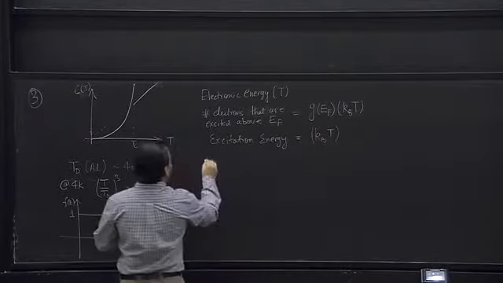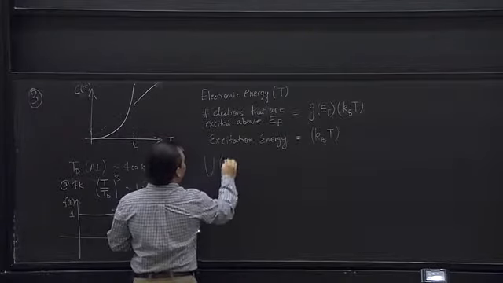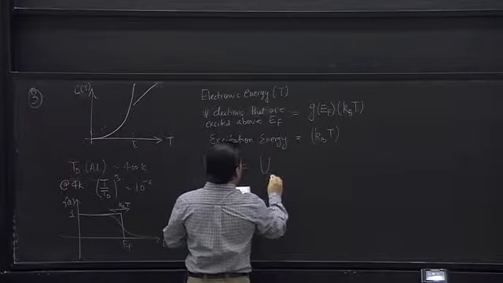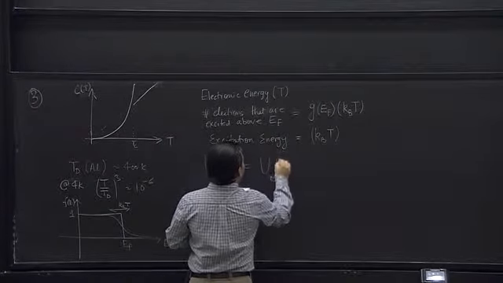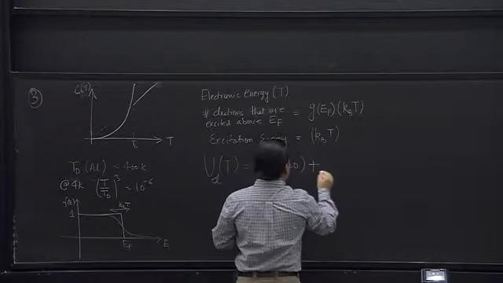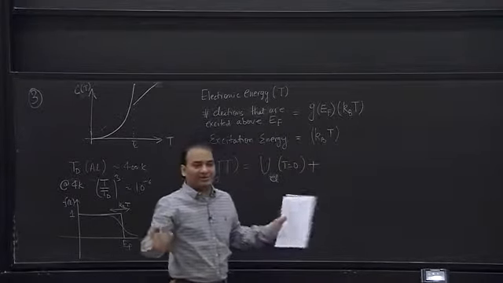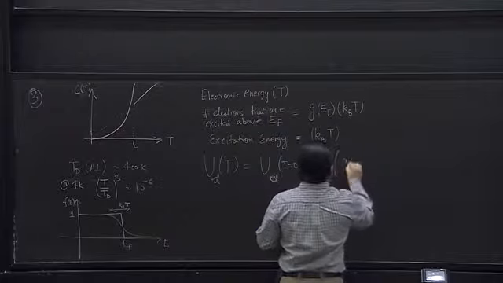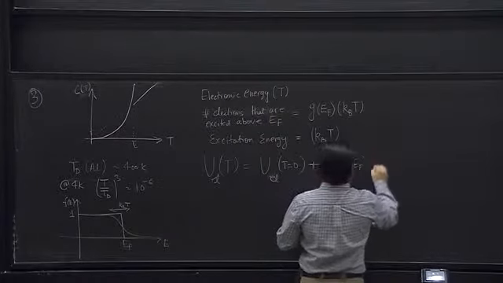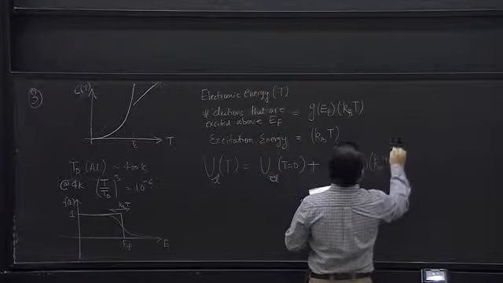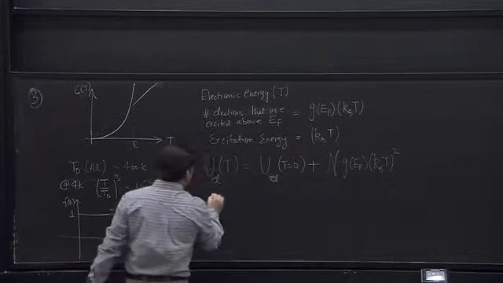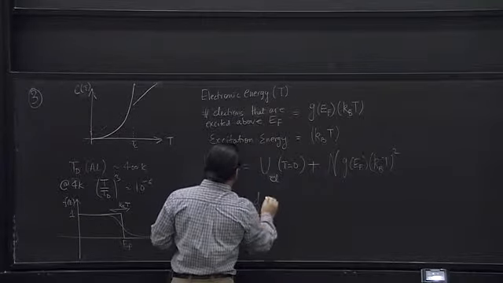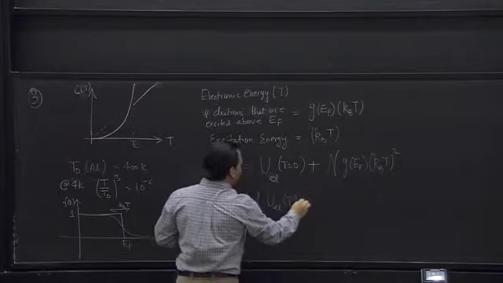So this means that the total electronic energy, let's call it U electronic, is some zero temperature version, U electronic at T equal to zero, plus, this calculation is not very precise, so I'm just going to put some factor n g EF kBT squared. This means the specific heat as a function of temperature goes linearly with temperature.